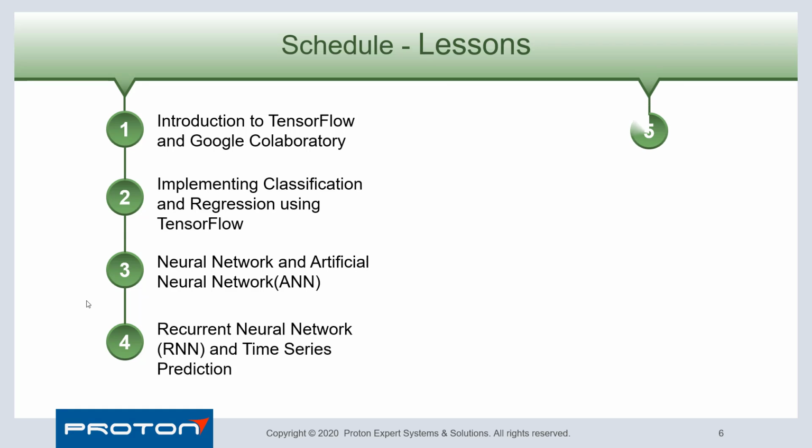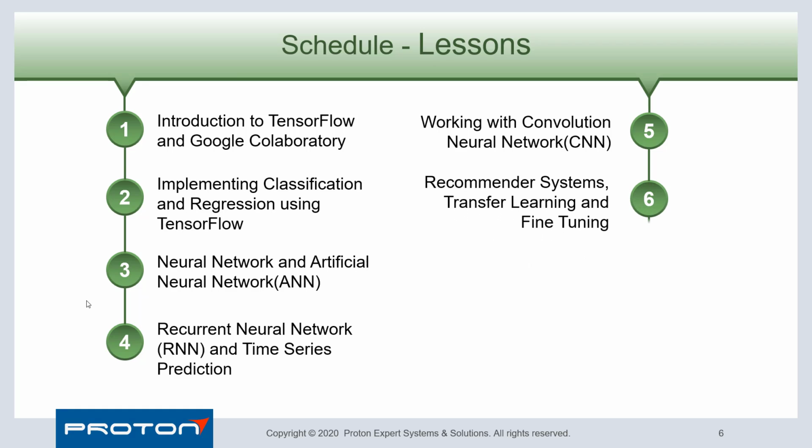The course comprises the following: Introduction to TensorFlow and Google Collaboratory, implementing classification and regression using TensorFlow, neural network and artificial neural network, in short ANN, recurrent neural network, in short RNN, and time series prediction, working with convolution neural network, in short CNN, recommendation system, transfer learning and fine-tuning, and generative adversarial network, in short GAN.